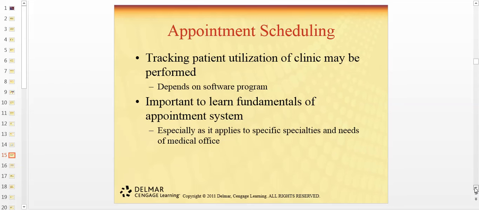It is important to learn the fundamentals of an appointment system, especially as it applies to specific specialties and needs of a medical office. For us in chiropractic, our office is open from 9 to 1, and then we close from 1 to 3 and open back up from 3 to 6. Well, that's typical of a chiropractic office. Do I like those hours? Absolutely not. I can't do anything about it. I don't own it, but one day I will, and I will change that, because we're the only profession that has office hours all over the place.